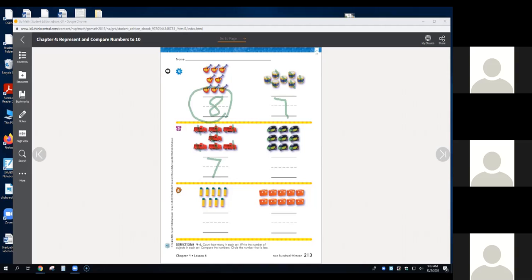Let's count the cars. Calvin, how many do you have? What are you doing, baby? Not you. No. Calvin, what are you doing? Or Dominic, what are you doing, baby? 9. How many, honey? 9. Let's see. 1, 2, 3, 4, 5, 6, 7, 8, 9. Beautifully done, Calvin. Yes, we have 9 cars.